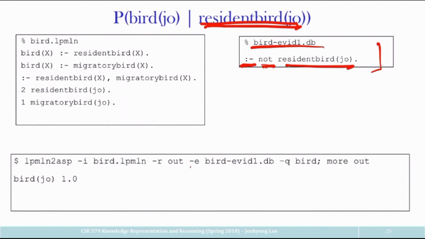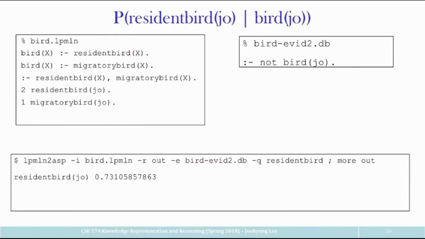So the difference now is you specify this condition in the evidence file and you query on the bird, and then you will get this probability. Okay, all right. If you do the opposite way, if you happen to know that Joe is a bird, then what is the probability that Joe is a resident bird? This is not necessarily 1 because Joe might be a migratory bird too. So if you do that way, you will get 73% chance that Joe is a resident bird.